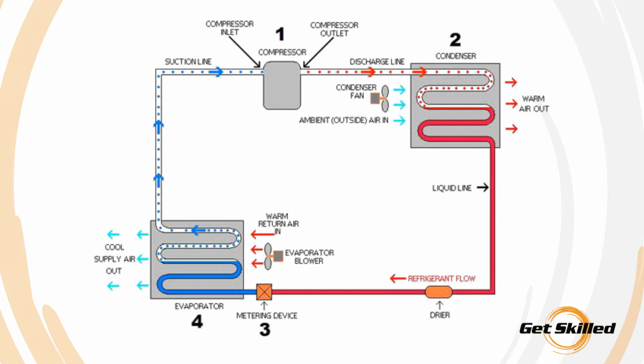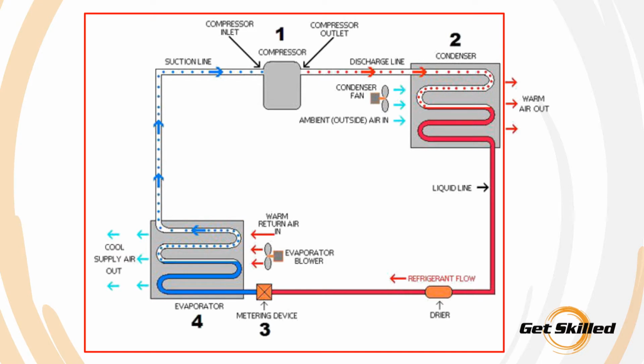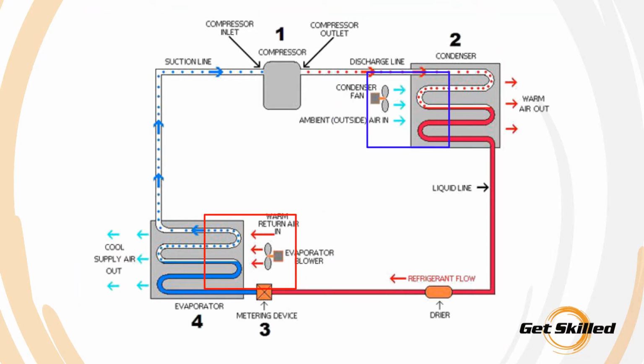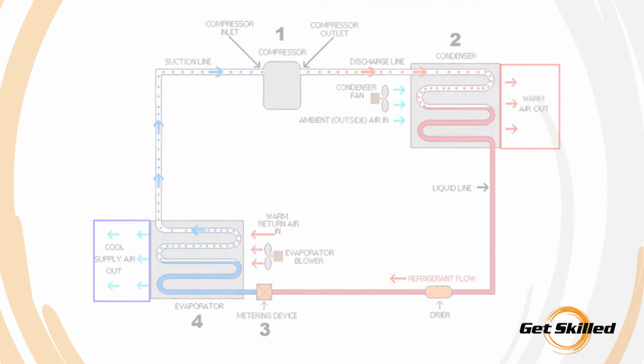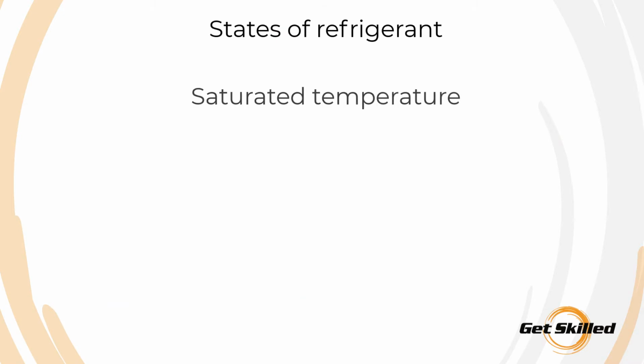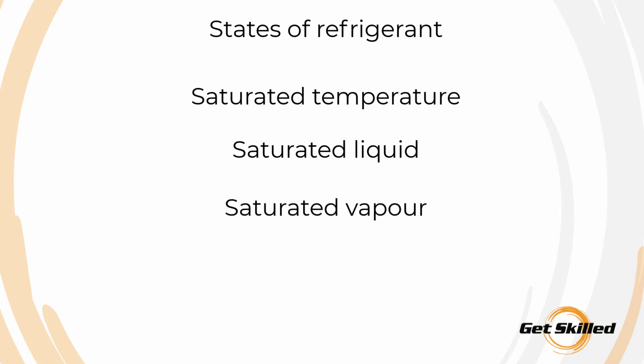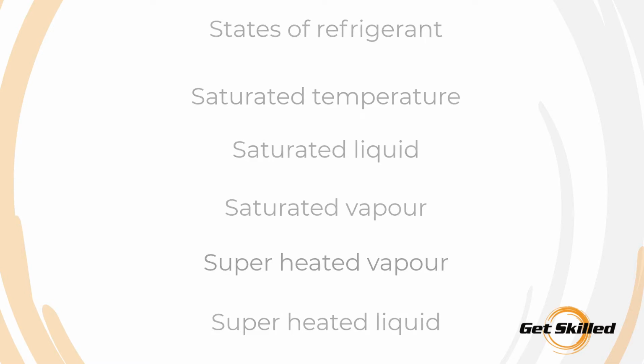The purpose of this section is to provide the underpinning knowledge and skills to identify the different states of a refrigerant within a vapor compression cycle and how a refrigerant will absorb and reject heat. These states are saturated temperature, saturated liquid, saturated vapor, superheated vapor, and subcooled liquid.